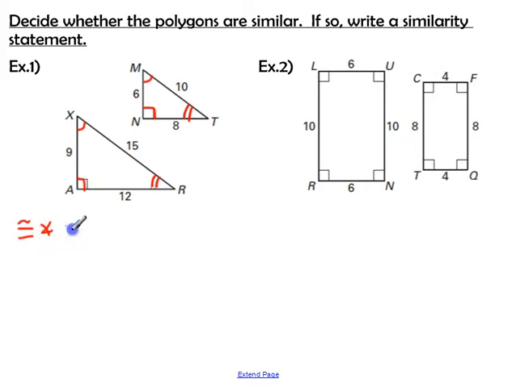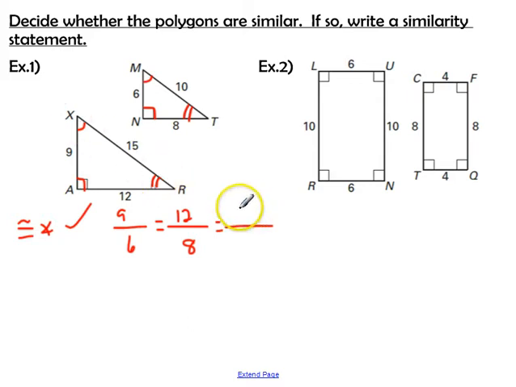We have congruent angles, and so we need to check for proportional sides. So let's go ahead and make that statement of proportionality. And this time, instead of putting the segments, we're going to put in the actual lengths of them. So this side, 9, corresponds to this side of 6. This side of 12 corresponds to this side of 8.